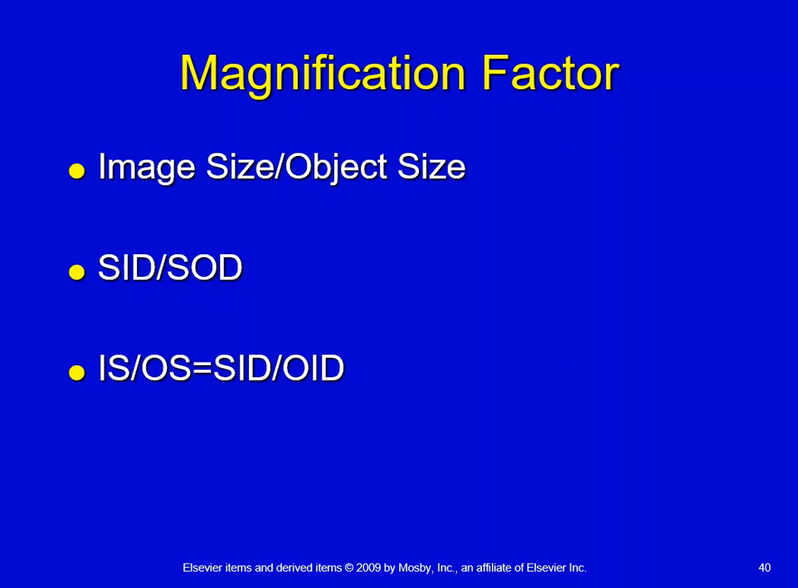So if your image size was, let's say, 11 inches, and your object size was 10 inches, then your magnification factor would be 1.1. So in that 1.1, what you have is the image size is 110% of the object size. So that 1.1 is really a percentage. Your image size is 110% of your object size, which means that you've got 10% magnification.